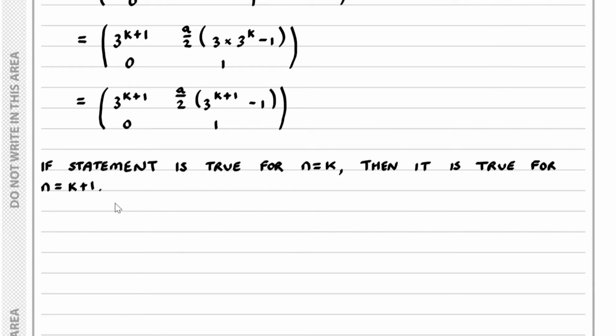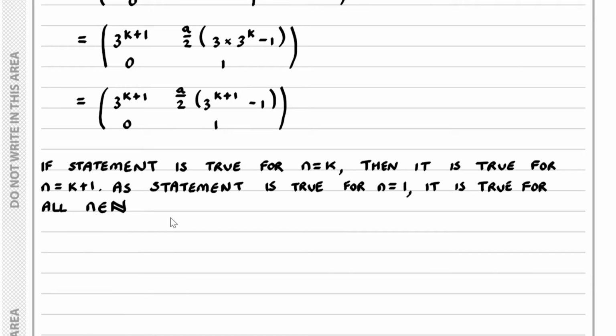So, if the statement is true for n equals k, then we've just shown that it's true for n equals k plus 1. And as the statement is true for n equals 1, that means it's true for n equals 1, n equals 2, n equals 3, etc. And so therefore, it's true for all natural numbers of n.